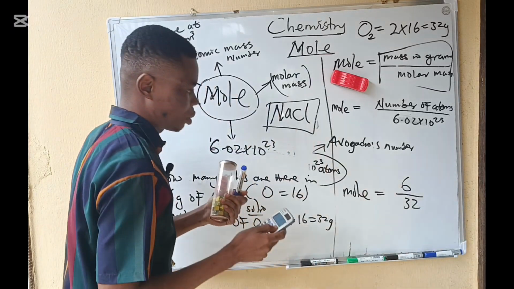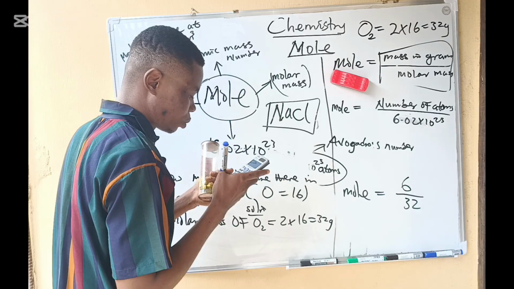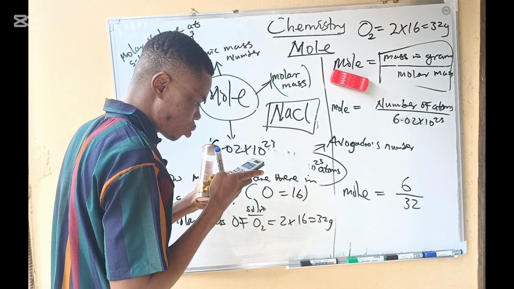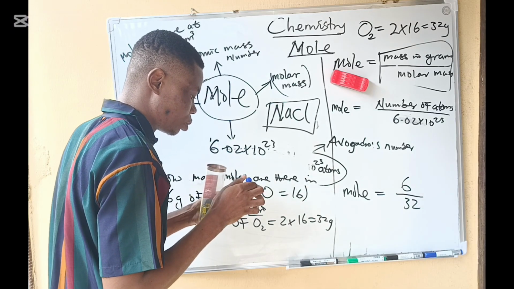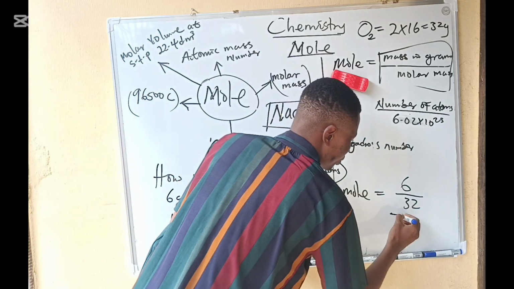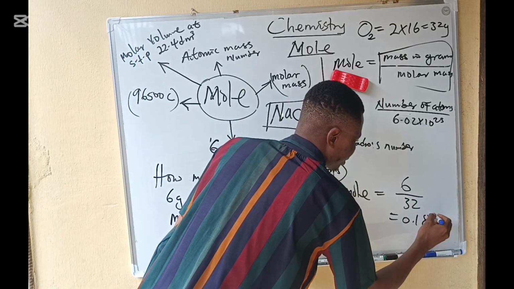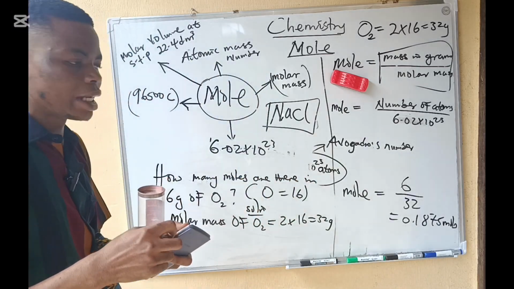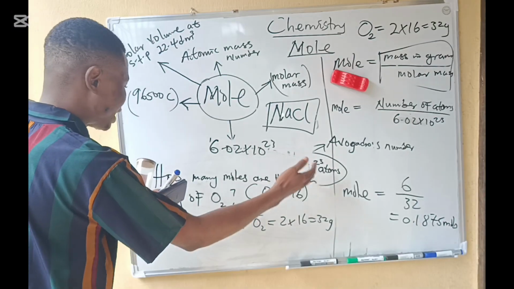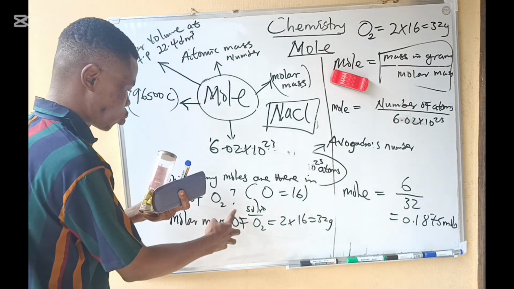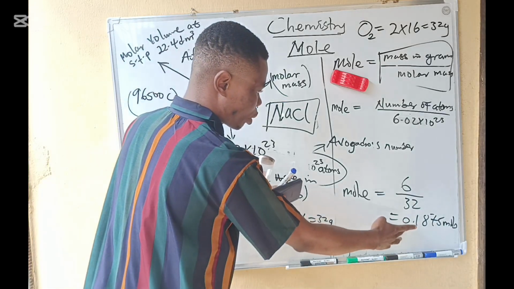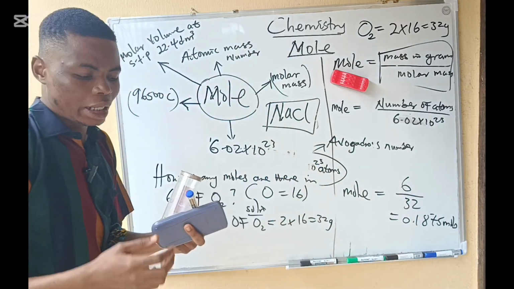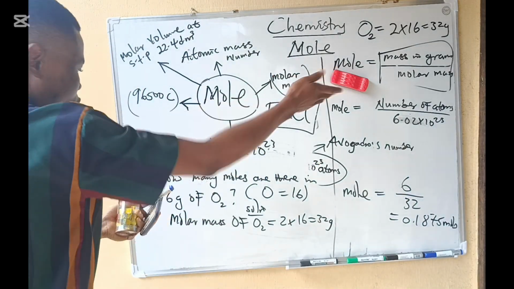Let me use this calculator. 6 divided by 32, we have 0.1875 mole. Very simple. How many moles are there in 6 grams of O2? The answer is 0.1875 mole.